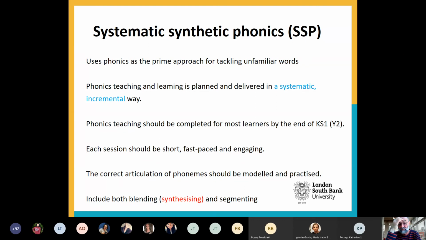Sessions need to be short, fast-paced and engaging. Articulation is really important. Elements of blending and segmenting need to be included in your sessions.